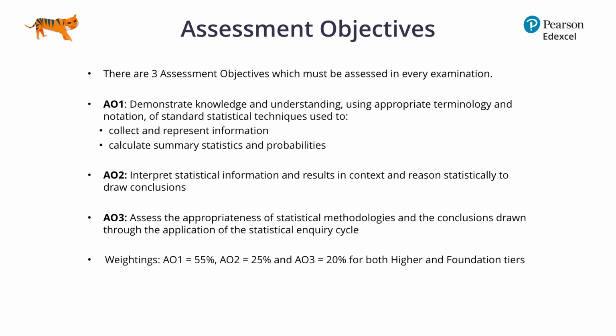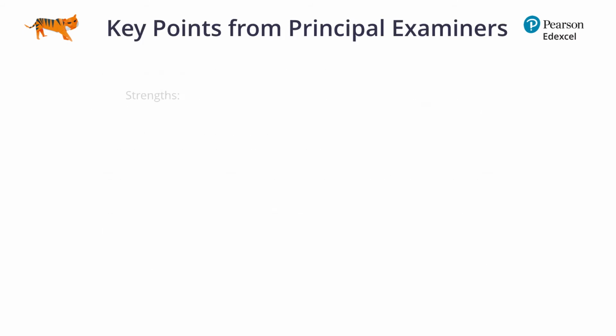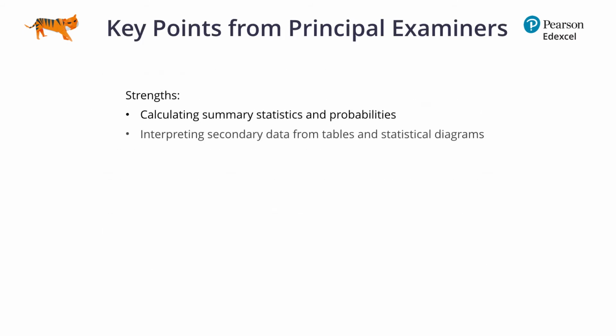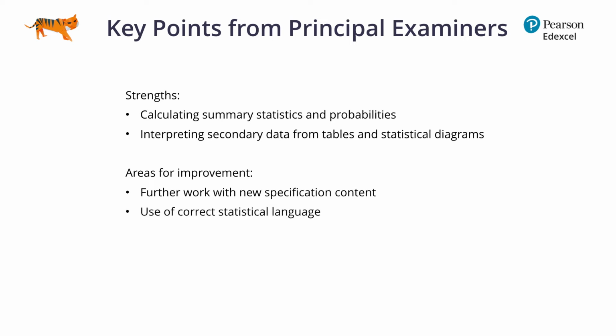There are three assessment objectives that must be assessed on every exam: AO1, AO2 and AO3. The strengths of this cohort were seen on AO1 questions. They were really good at basic calculations and representing data, which were mainly the topics that they have seen before as they appeared on the old specification. Students struggled with some of the new content, particularly the AO3 and statistical inquiry style questions.